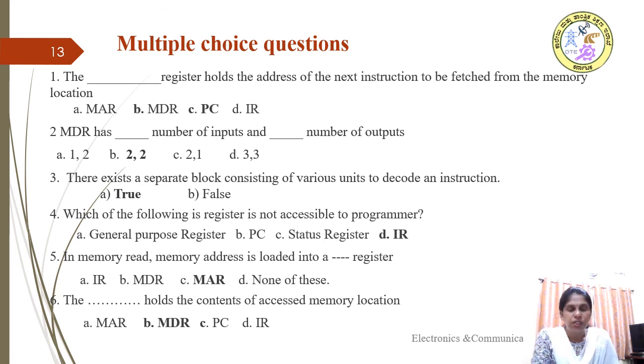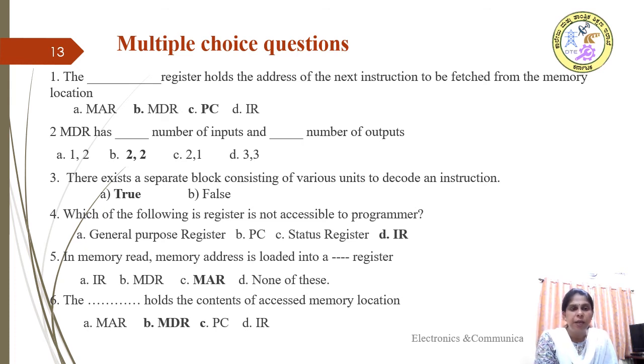Multiple choice questions. Based on whatever we have studied, we can answer the following multiple choice questions. First question: dash register holds the address of the next instruction which has to be fetched from the memory location. That is the register called the program counter, PC.